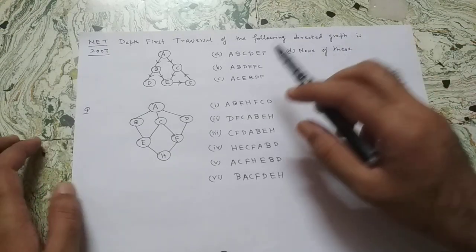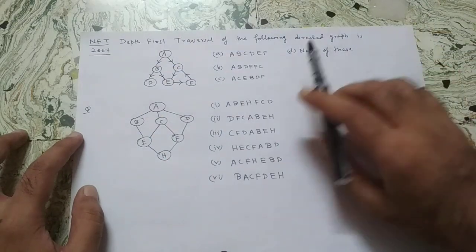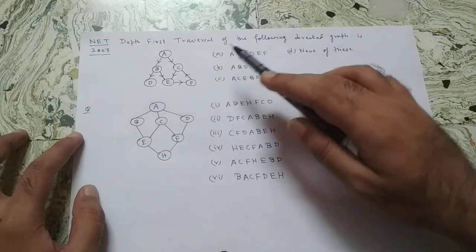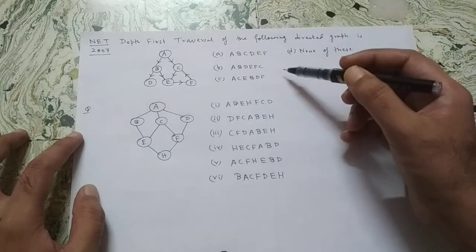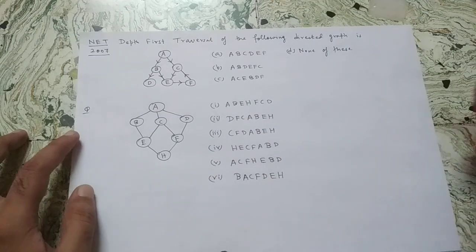Now let's look at this question. This has been asked in UGC NET 2007. We have been given 4 options and a graph, and we are being asked which of these options out of A, B, C and D is correct.